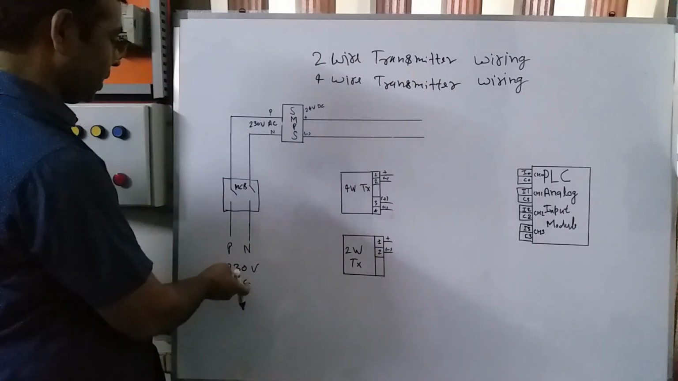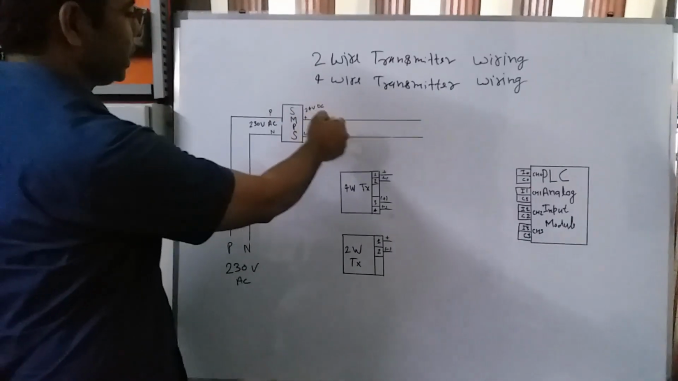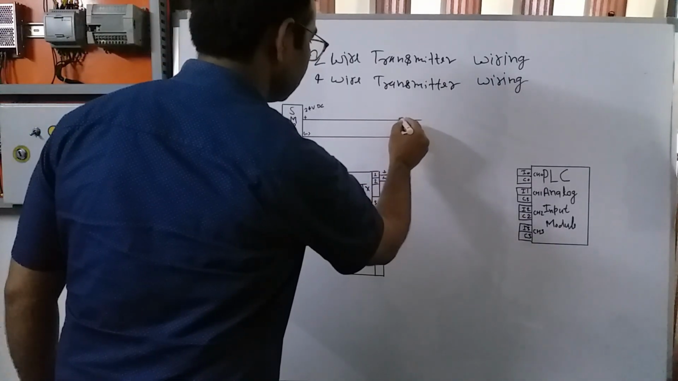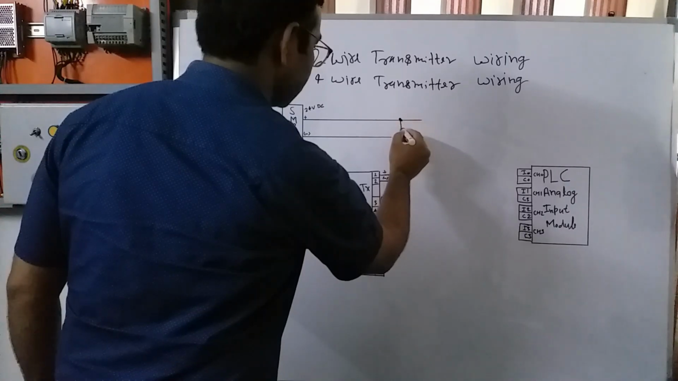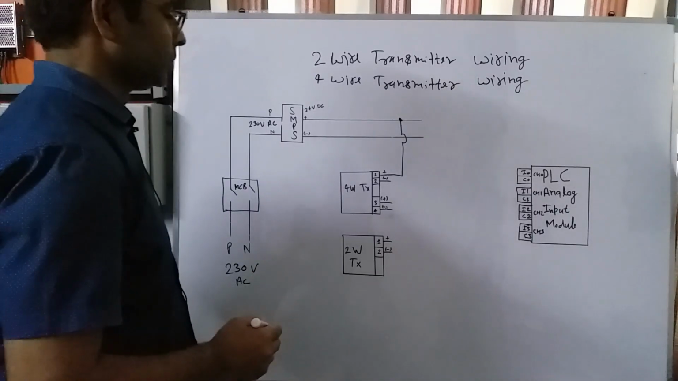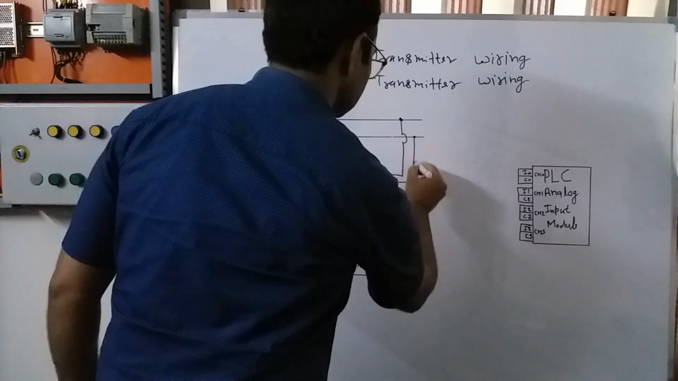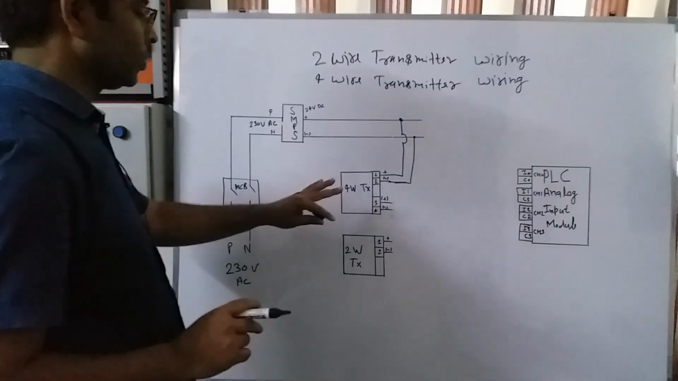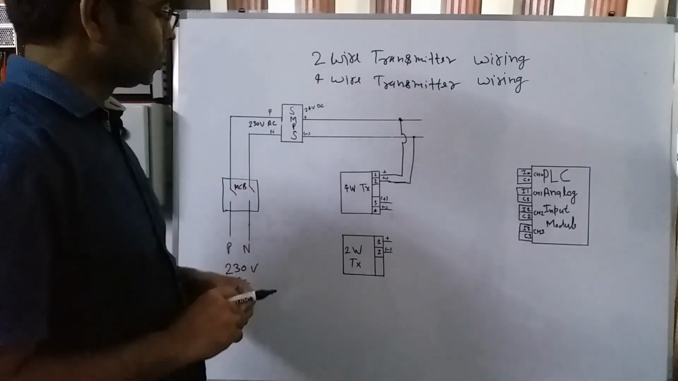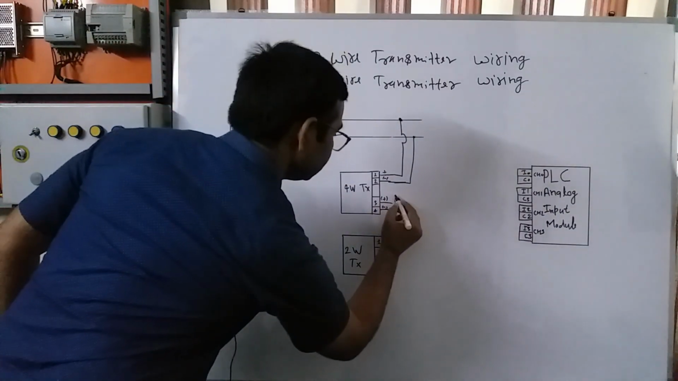When the MCB is on, the SMPS will turn on and convert 230 volts AC to 24 volts DC. So here 24 volts will be available in this bus. We will connect the positive wire from the plus 24 volt bus to the positive terminal of the 4-wire transmitter's auxiliary supply, and connect the negative wire from the minus 24 volt bus to the negative terminal of the 4-wire transmitter's auxiliary supply. Now this transmitter has got 24 volt supply. In other words, the transmitter received auxiliary supply.